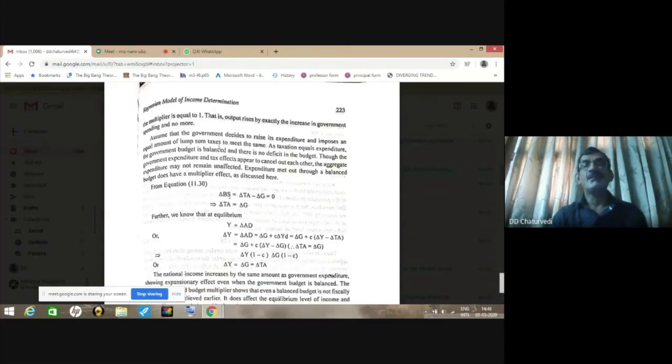So the change in income is equal to change in government expenditure, and this is same as the change in taxes. So whether you estimate the tax multiplier or the government expenditure multiplier, that means delta Y upon delta G, or delta Y upon delta taxes, you will get the same answer and the multiplier will be equal to 1.